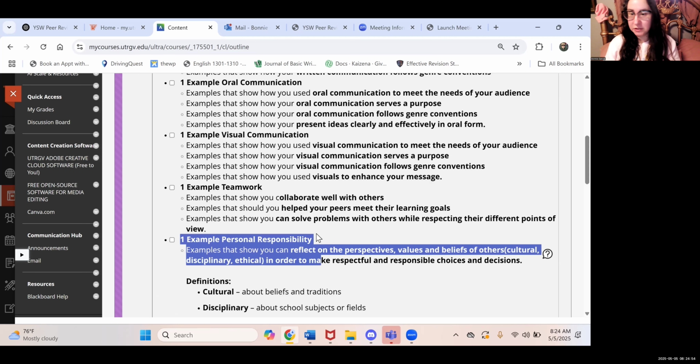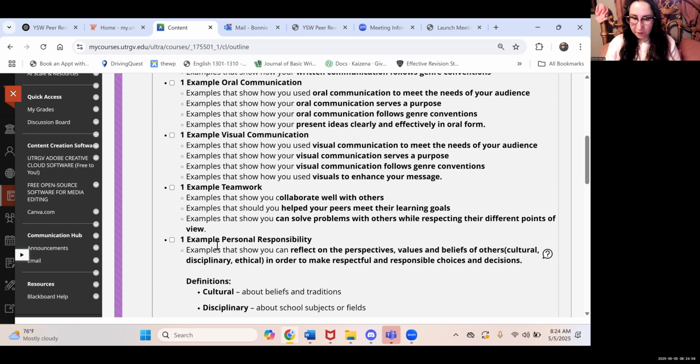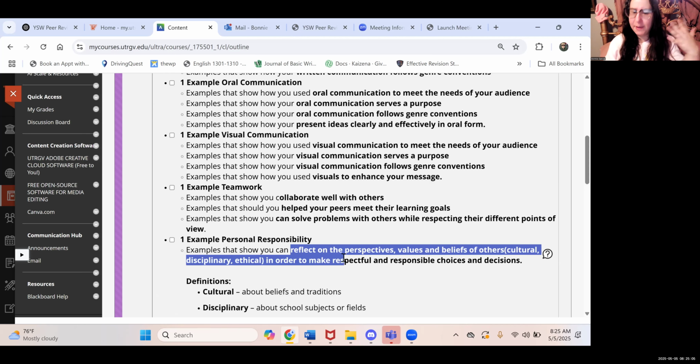Remember that these are definitions made by the state. This is a state exam. So what does the state say personal responsibility is? And it's right here, right? It's our ability to look at the points of view, the values and beliefs of other people. They might be cultural beliefs.